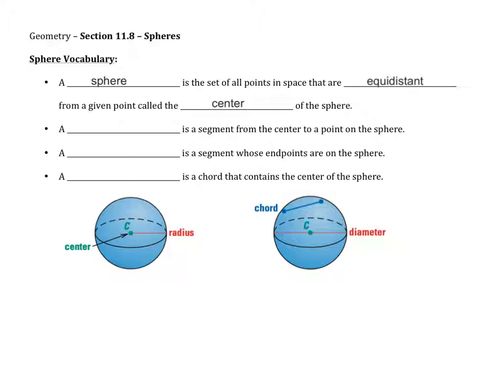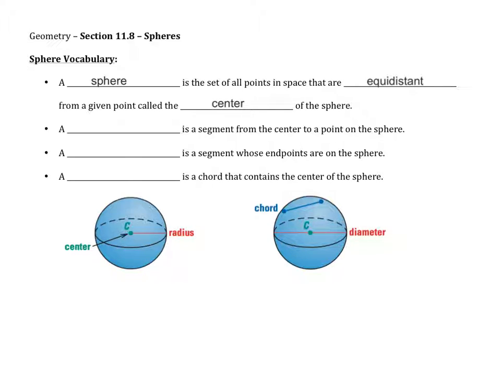So this definition is a lot like the definition of a circle, which says it is a set of all points in a plane that are equidistant to a given point called the center. But this one is the set of all points in space. So we're talking three-dimensional. A circle is two-dimensional, so flat. A sphere is three-dimensional. Next, we are going to go over three more vocab words.